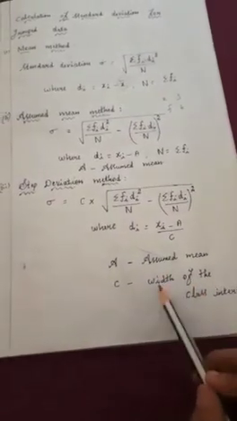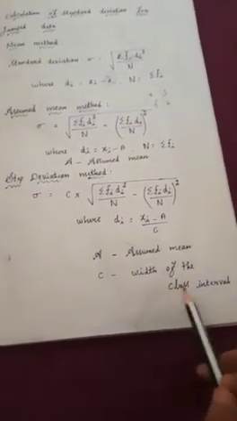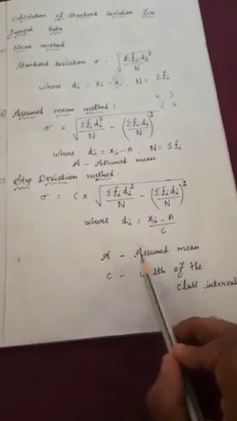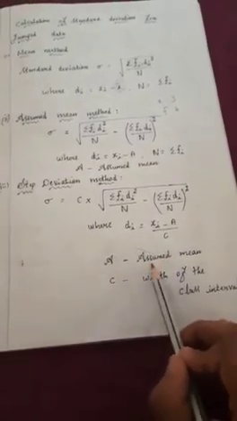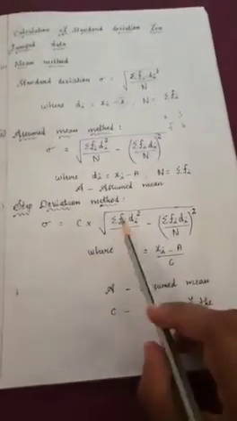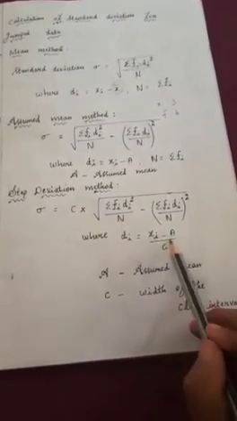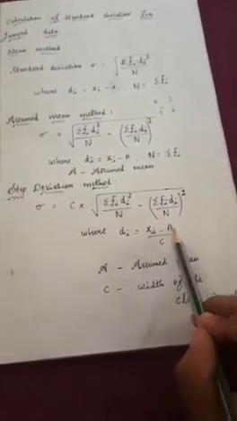The next is the step deviation method: sigma is equal to c times the square root of the same expression. C means nothing but the width of the class interval. While doing the sum we will understand. So c is the width of the class interval, and a is the assumed value near the mean. Here the di value is xi minus a, divided by c. Xi means each observation, a means the assumed value, and c means the width of the class interval.